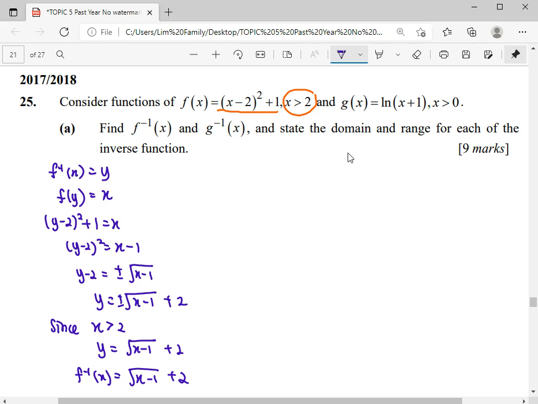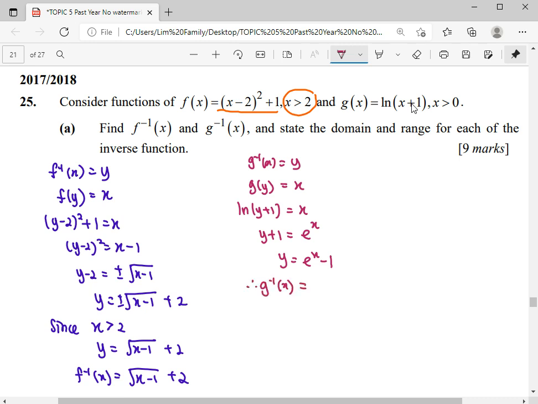Continue, find the g inverse. Okay, so same concept, where g inverse x equals to y. So g(y) equals to x. Substitute y into the function g. ln(y plus 1) equals to x. Find out our y. So we are going to unlock the ln here. When you unlock, the base e goes to the opposite, the x becomes the power. So move the 1, it becomes minus 1. So therefore, we get our g inverse here will be e to the x minus 1. So that will be our first part of the question.